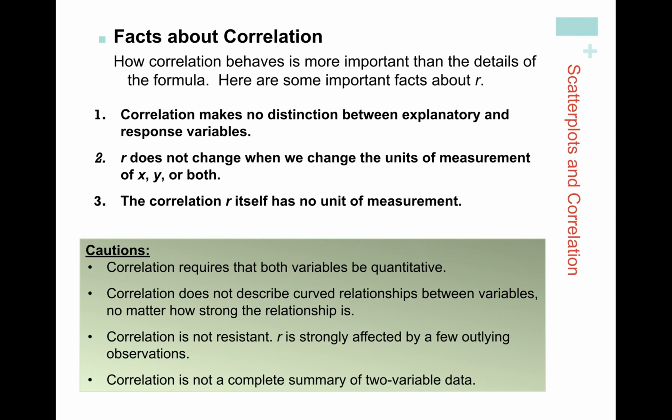And finally, correlation is not a complete summary of two variable data, not at all. It's only one component. When we talked about direction, form, strength, and outliers, you could think of correlation as just a measure of strength. It's not a complete interpretation or examination of bivariate data. It really only speaks to the strength of the linear association.